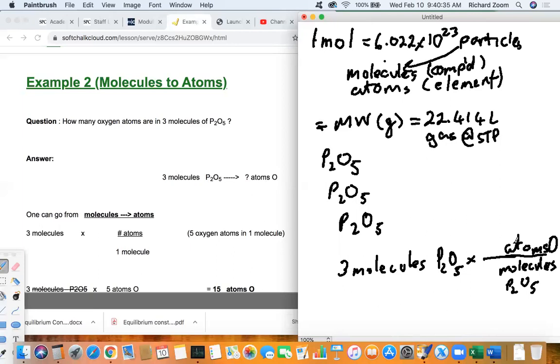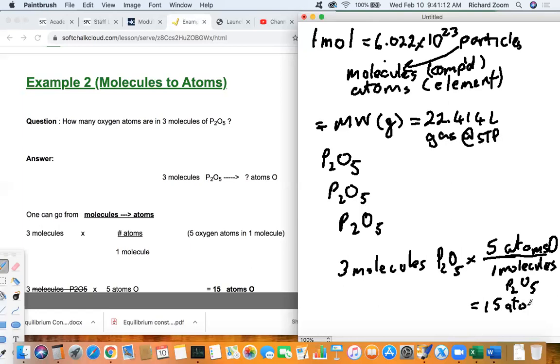So we're looking for some sort of relationship between atoms of oxygen and molecules of P2O5. And if we look at it, we'll see we have 5 atoms of O for every 1 molecule. So whenever you've got a line like this in between 2 units and numbers, I always like to say that line as "for every," because it's an equality relationship. There's 5 atoms of O for every 1 molecule of P2O5. Does anybody have any questions? So the answer comes out to be 15 atoms of O.